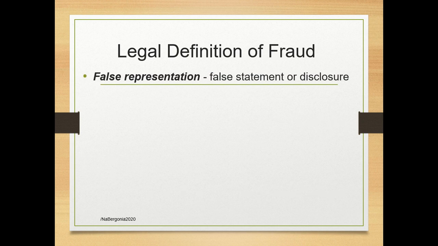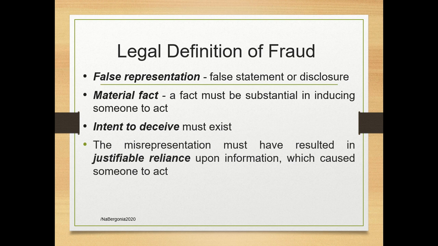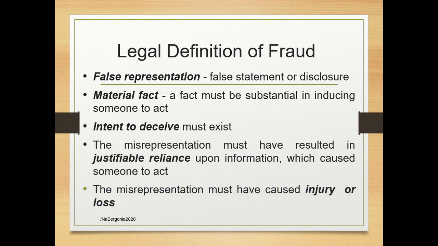One would be false representation: a wrong statement or disclosure, financial or non-financial. Second, there is a material fact, a fact that must be a substantial factor in inducing someone to act. Another requisite of fraud is that there is an intention to deceive other people, not only other people but anybody, anything could be deceived. Also, the misrepresentation must have resulted in justifiable reliance upon the information, which caused someone to act. And lastly, the misrepresentation may have caused an injury or a loss.